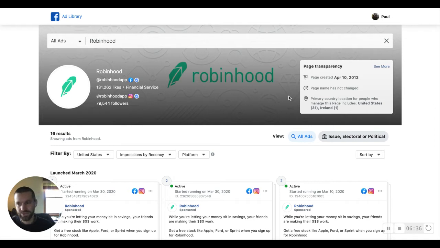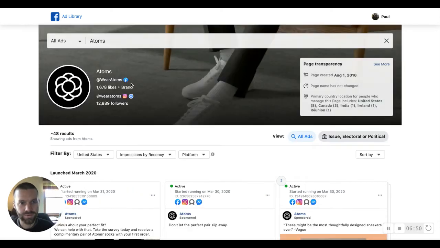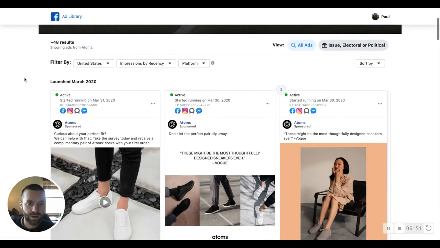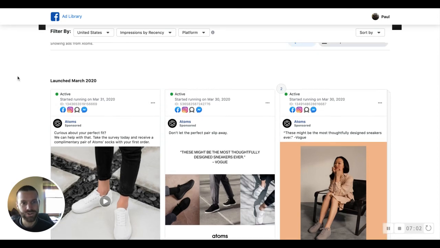Okay, so that was a finance app. The next one that I want to walk through is some e-commerce stuff. So let's look at Atoms. So I'm not sure if anybody here is familiar with Atoms. They are a shoe company. I've worked in Soho before, and they're definitely popular, trendy shoes.